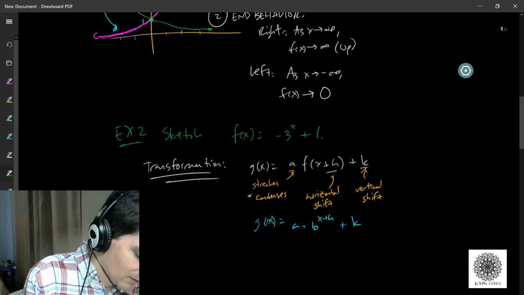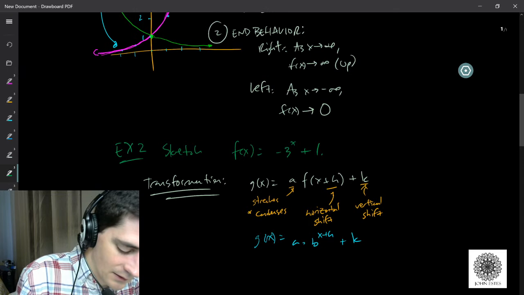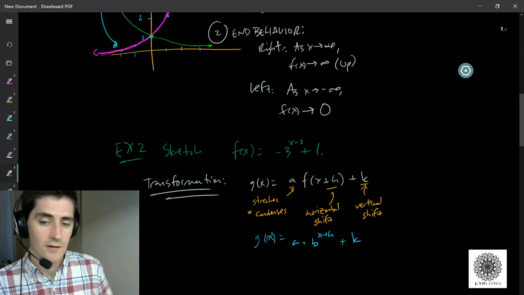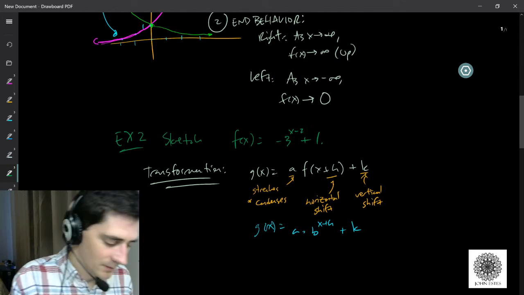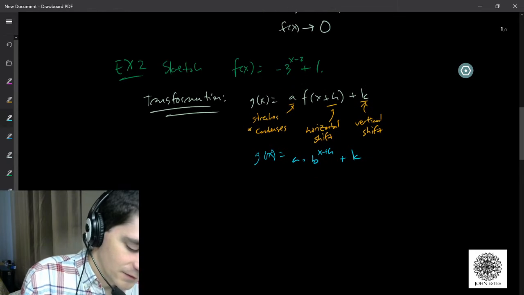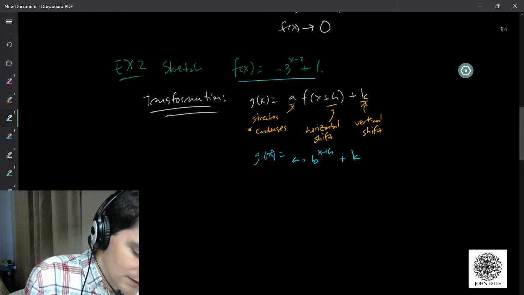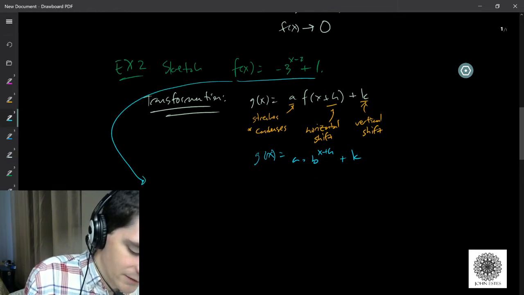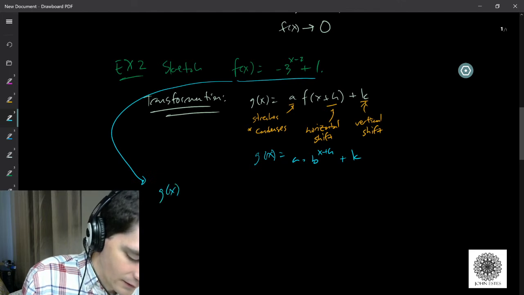And let me change my example a little bit here. Let's say we had -3 to the x minus 2 power, plus 1. All right, so we're going to apply some things here. If I'm looking at my transformation here, we have -1 times 3 to the x minus 2 plus 1.